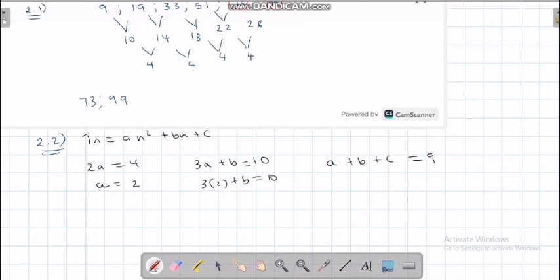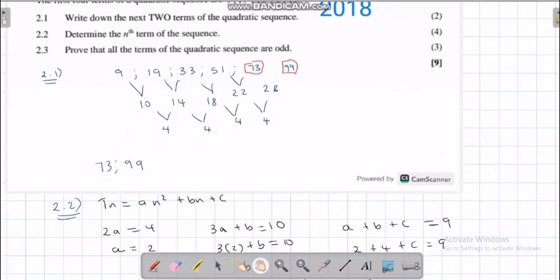And then 3 into 2 plus b is equal to 10. Therefore, our b is 4. 2 plus 4 plus c is equal to 9. Therefore, our c is 9 minus 6, which is 3. Therefore, our general term is 2n squared plus 4n plus 3.